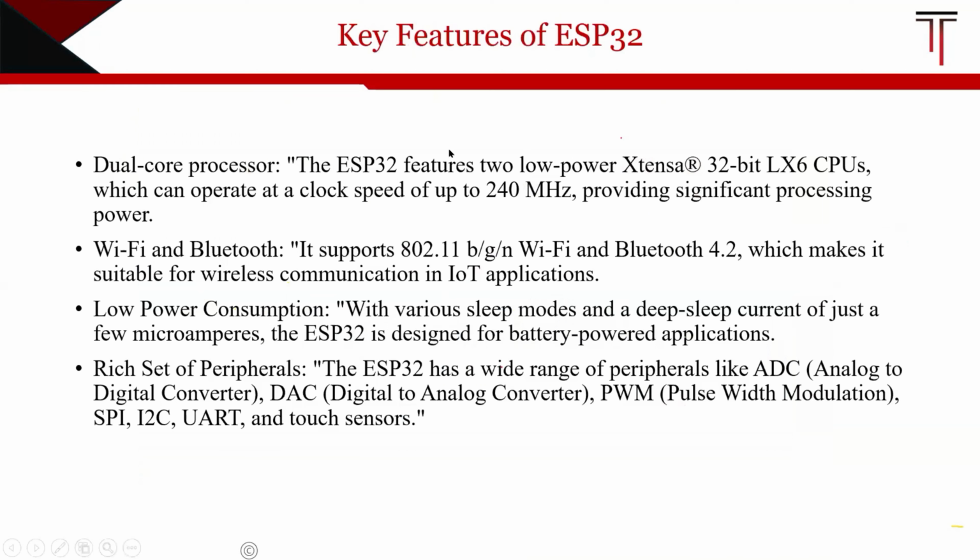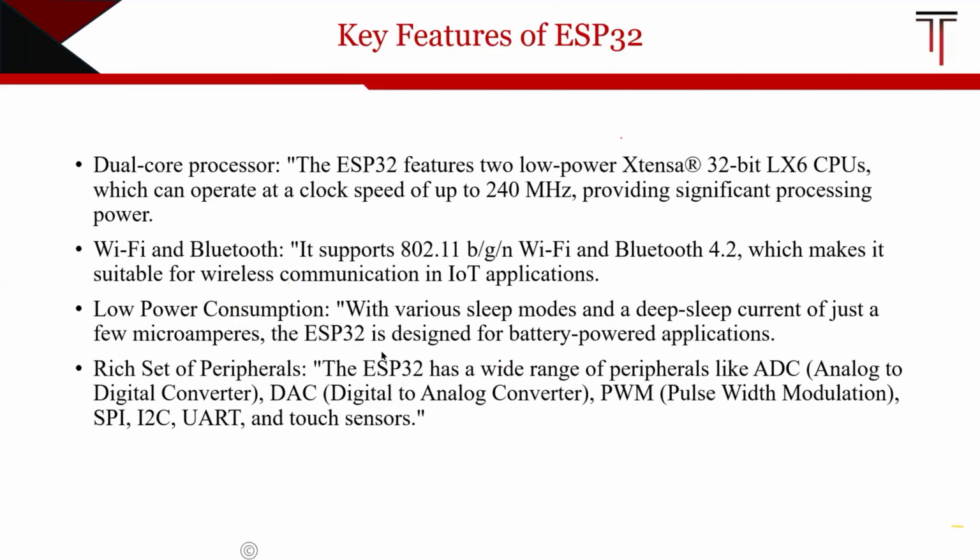When coming to the key features, why are we going to select the ESP32? It has various features. It has a dual core processor, along with an inbuilt Wi-Fi and Bluetooth module. It supports 802.11, so it supports both Wi-Fi and Bluetooth, which makes it more suitable for wireless communications and IoT applications. And along with this inbuilt Wi-Fi and Bluetooth, it has the feature of low power consumption. Because of this low power consumption, we can use this ESP32 controller in various applications. We can operate it with very low power.